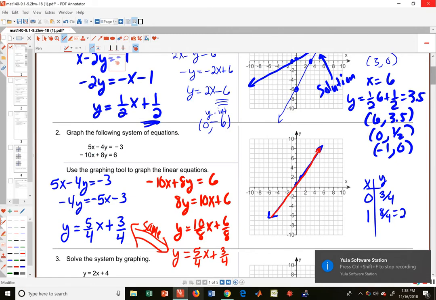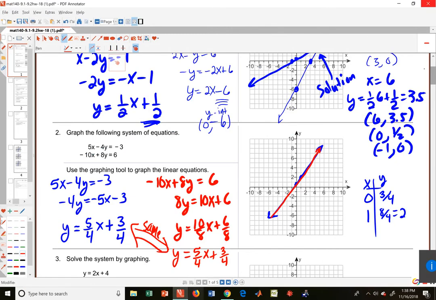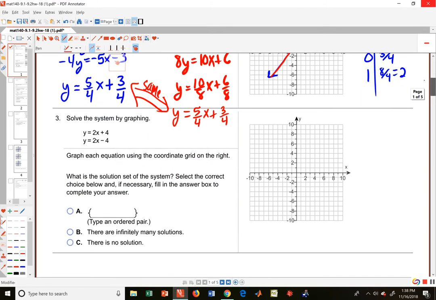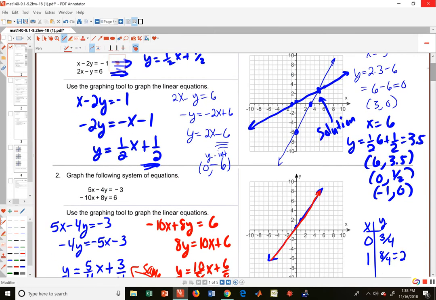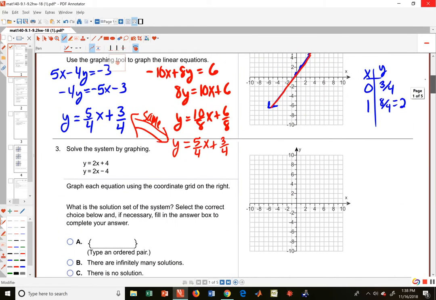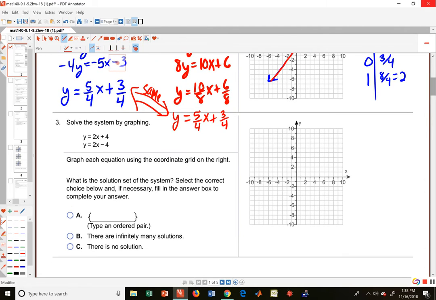All right, we're continuing with section 9.1, 9.2, our last few videos here. So before we were graphing the lines associated with our system of equations. Now we're actually going to be solving for the intersection between the two. And these are two different lines, y equals 2x plus 4, y equals 2x minus 4. But they have the same slope, so that's problematic.